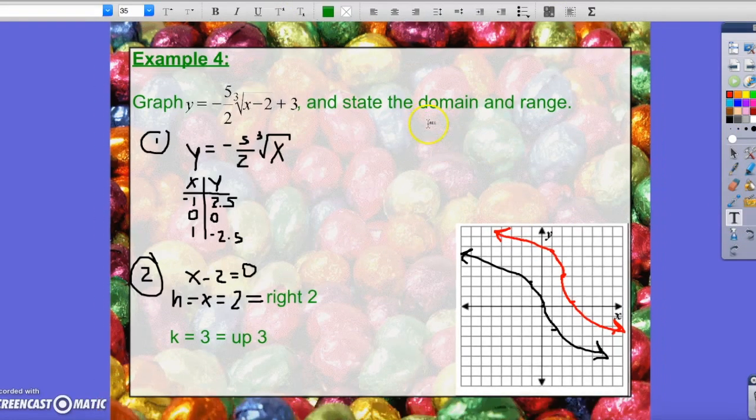Now think about domain and range. This should be easy for us because you should actually like all the cube root ones because there are no restrictions because there are arrows in both directions. So you have all real numbers for the domain, and range is also all real numbers.